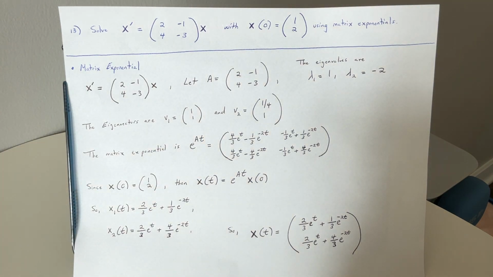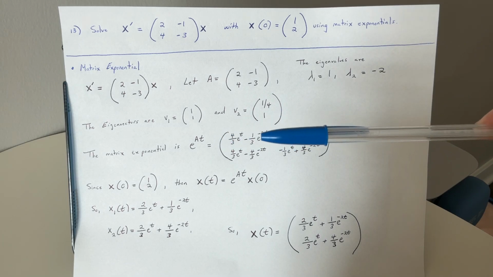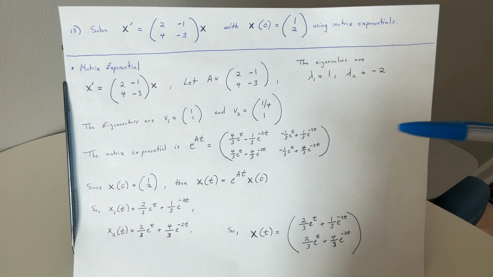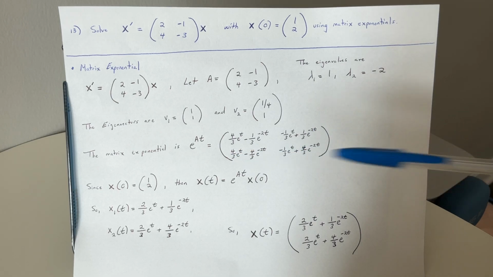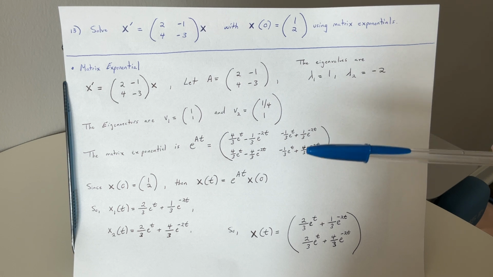That's going to equal, for the first row, 4/3 e to the t minus 1/3 e to the negative 2t, negative 1/3 e to the t plus 1/3 e to the negative 2t. Second row, it's going to be 4/3 e to the t minus 4/3 e to the negative 2t, negative 1/3 e to the t plus 4/3 e to the negative 2t.